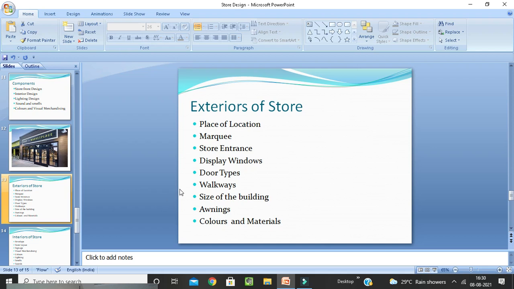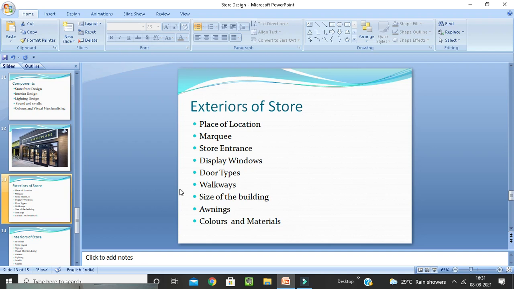Then walkways. Walkways play an important role in building the store exterior image. So a wide and rich walkway makes a very unique feature of a store image when compared to a narrow and constrained walkway. Next one is size of the building. The size of the building also has an important role in the store atmosphere. The height of the building may either be sunken or non-sunken. The height of a building is said to be sunken if a portion of the building is below the ground level. The height of the building is said to be non-sunken if all the floors or the whole building is visible to pedestrians from the ground level.